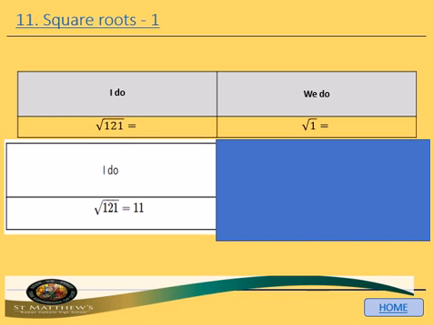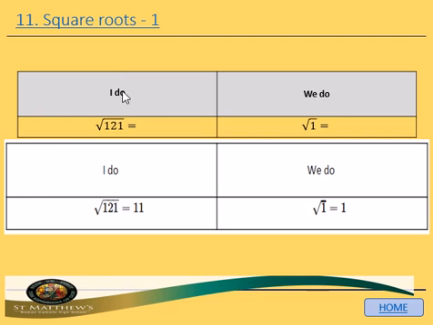Two more examples, with the first I do being square root of 121. Now I'm thinking, what number do I times by itself to get 121? Well, 11 times 11, or 11 squared, is 121. So the square root of 121 is 11. The we do is a little bit of a trick question. Please pause the video here, copy down the I do, and then try the we do yourselves.